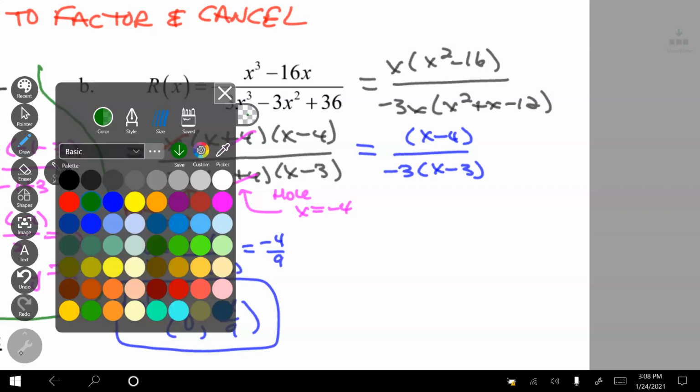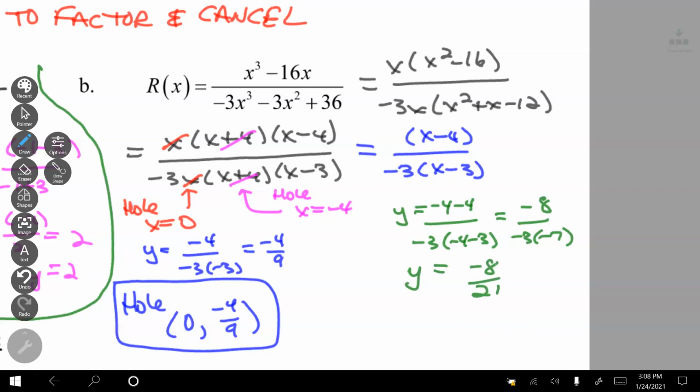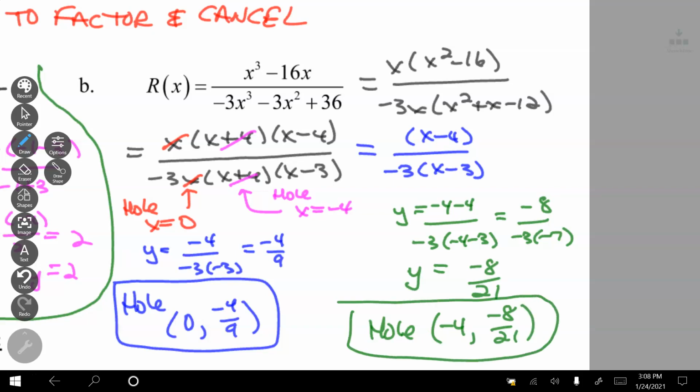And then I'm going to do the second hole. I'm going to plug negative 4 in here. I get y equals negative 4 minus 4 over negative 3 times negative 4 minus 3. I get negative 8 over negative 3 times negative 7. So I get a y value of negative 8 over 21. So the second hole that I have is at the x value of negative 4 and the y value negative 8 over 21. Those are the two holes. Sometimes you could have more than one hole. You have two holes on that graph.